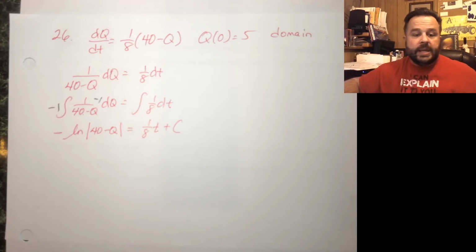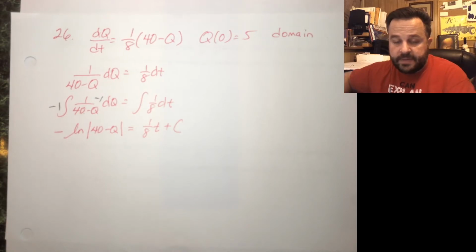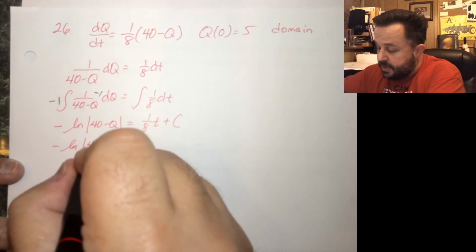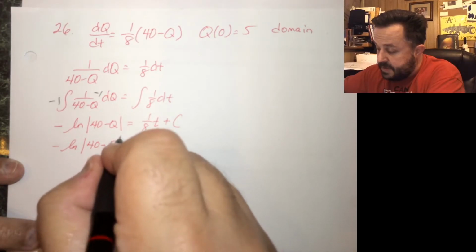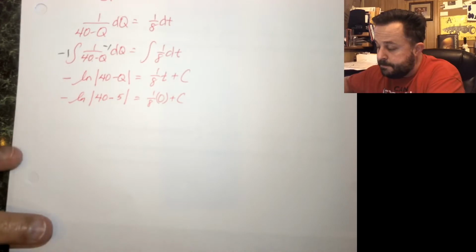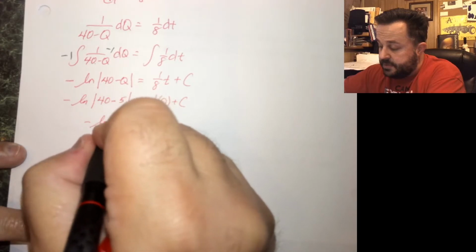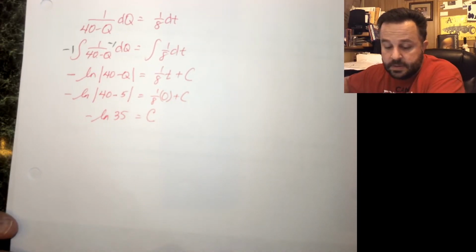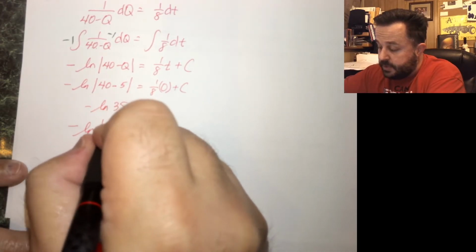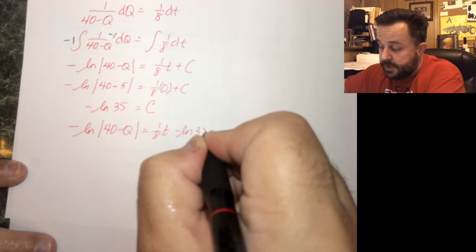Okay. So we're going to go ahead and take our initial condition of (0, 5) and substitute those values in and try to find our constant of integration. So I get negative ln of the absolute value of 40 minus 5 equals 1/8 times 0 plus c. So on the right hand side I get c, on the left hand side I get the negative ln of just 35. So my function becomes negative ln of the absolute value of 40 minus q equals 1/8 t minus the ln of 35.